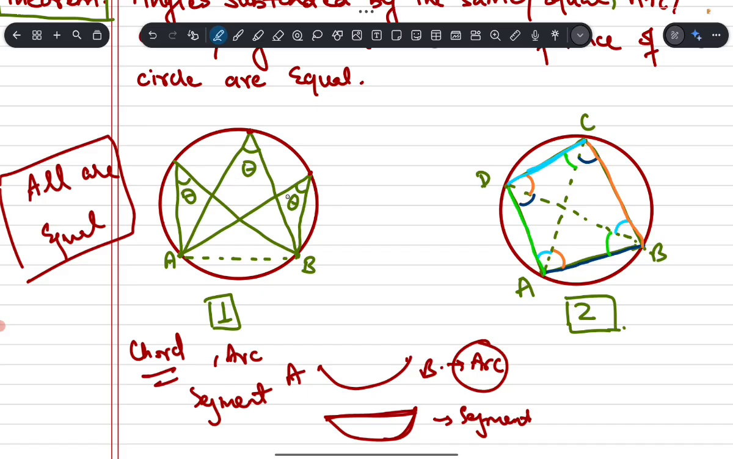So all these angles, theta, theta, theta, these are going to be equal. That is what the theorem says. For now, I want you to just remember this. We'll be doing the formal proof of this theorem in circle geometry. For now, just know this.